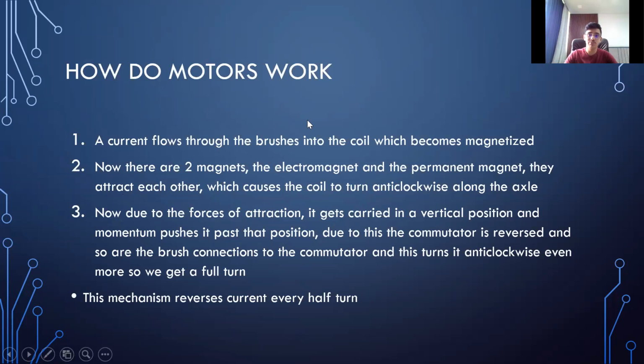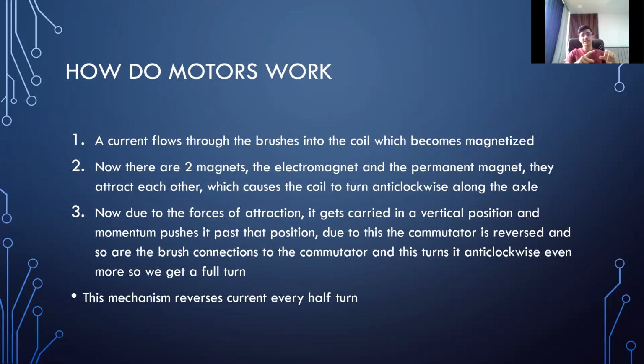The current first flows in through the brushes into the coil. So if you have a battery here and a wire connected to a coil, and there's two magnets here as shown in the diagram of the textbook. Now there are two magnets, the electromagnet and the permanent magnet.